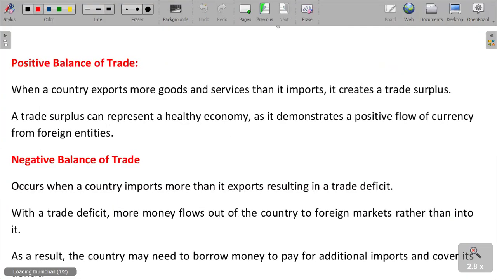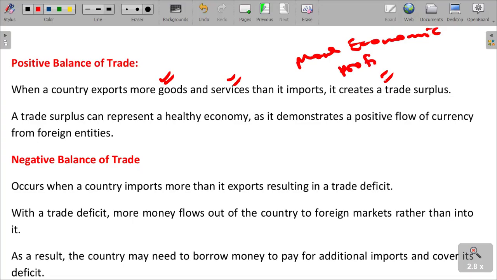What is that? So positive balance of trade is when a country exports more goods and services than its imports. Therefore, it creates a surplus, a trade surplus. It creates more income, more economic profit. It makes more earnings. We are going to make more money there.